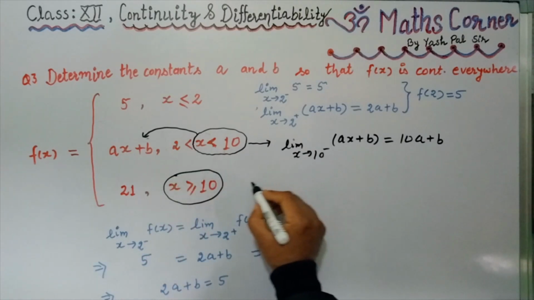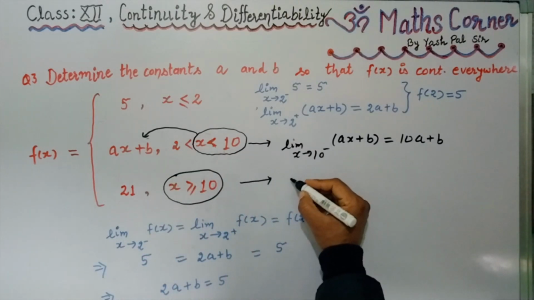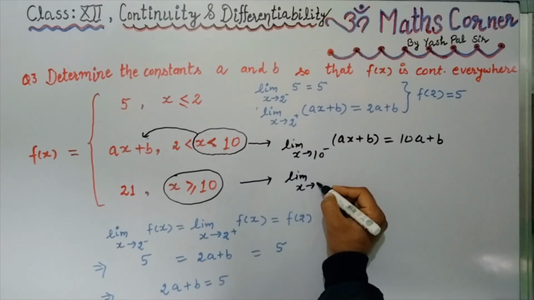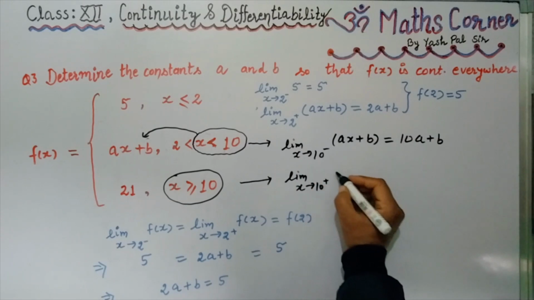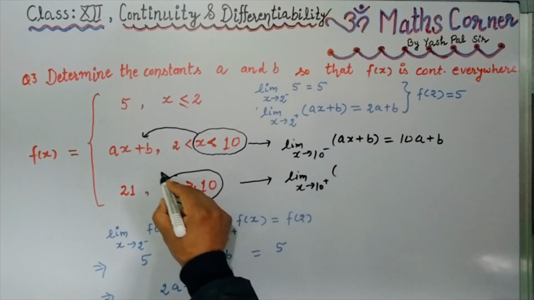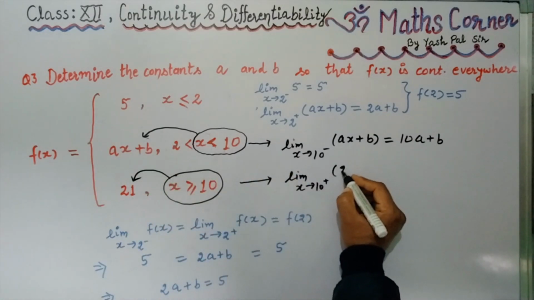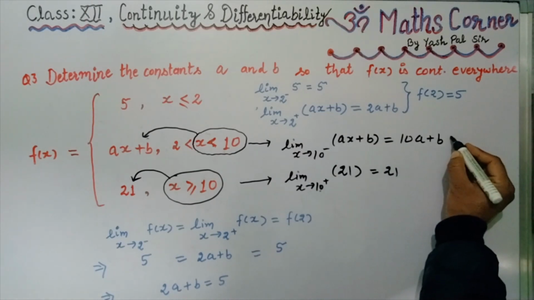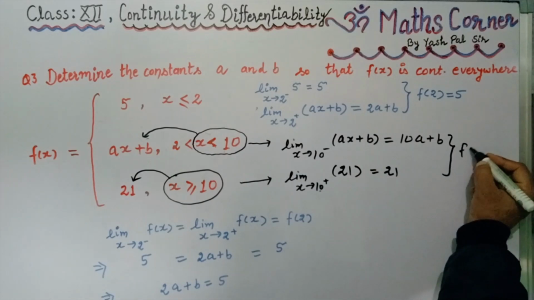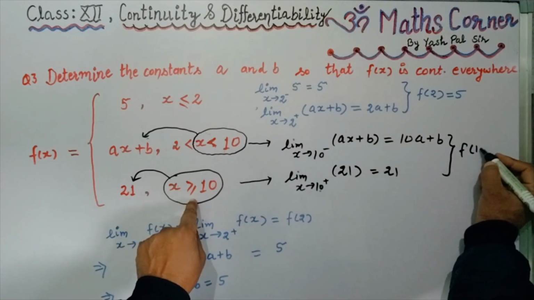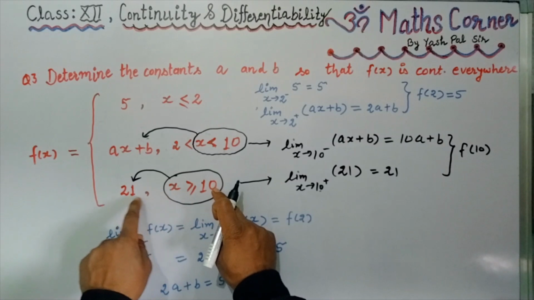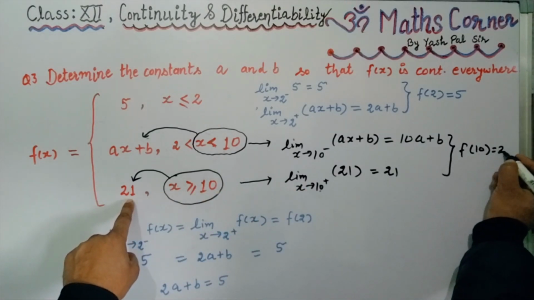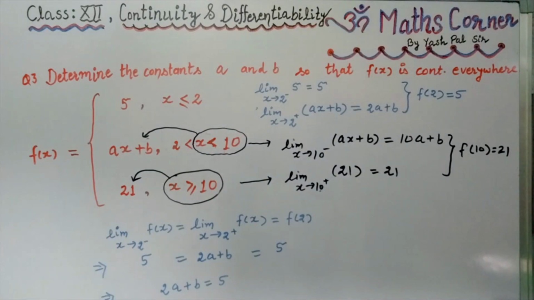The second time we see x greater than 10. So x greater than 10 gives us the right-handed limit. The limit as x approaches 10 plus means right-handed limit, and the functional value here will be 21. Moreover, what is the functional value at x equal to 10? The functional value is 21.